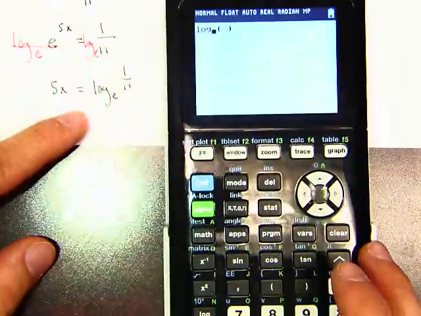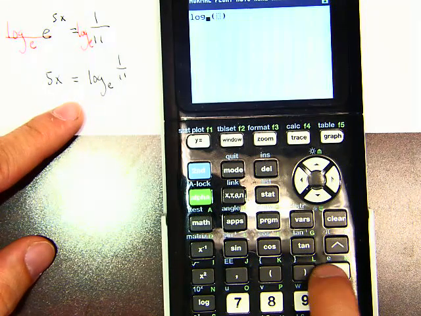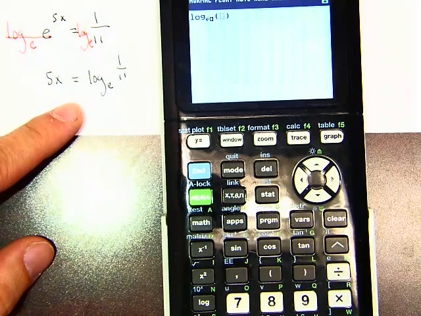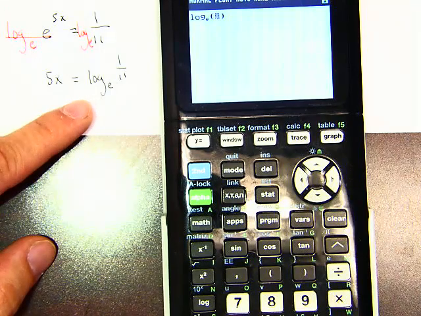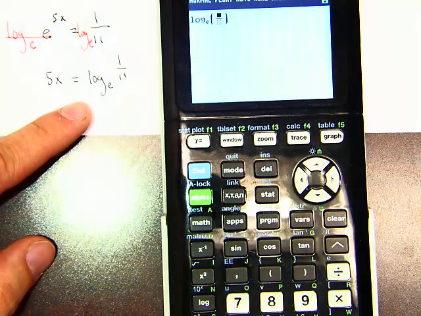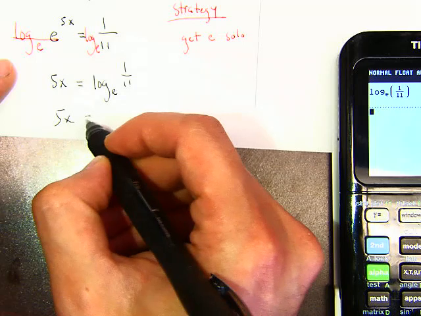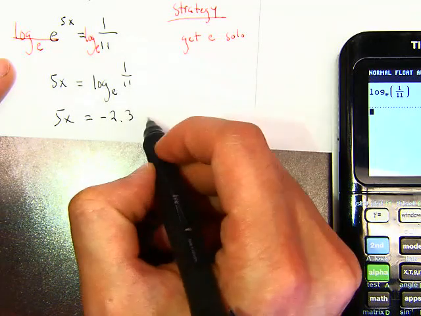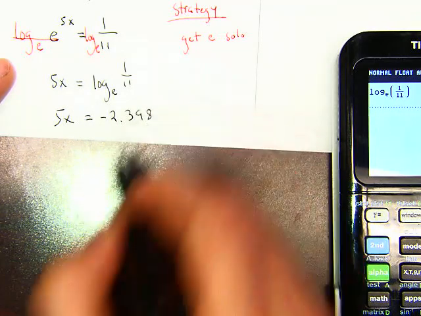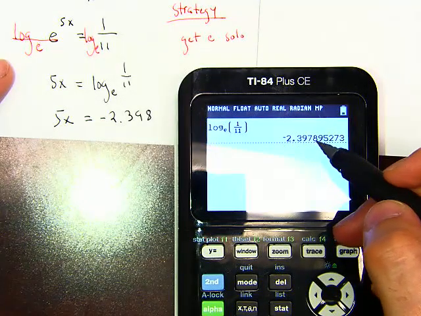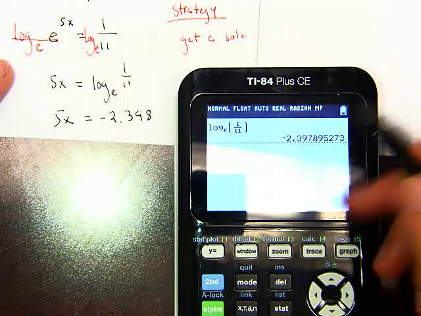Now, how do you put e? That's a good question. e is found over here. So you're going to hit second, the division symbol. And then now we need the fraction of 1 divided by 11. And what does that equal? It's equal to 5x is equal to negative 2.398, because I'm going to round this digit. It's 397, but I'm going to round this 7 up 1 because there's an 8 here.